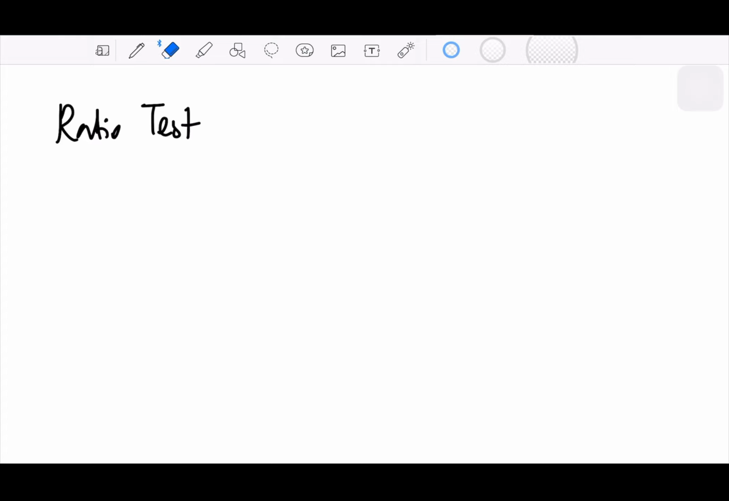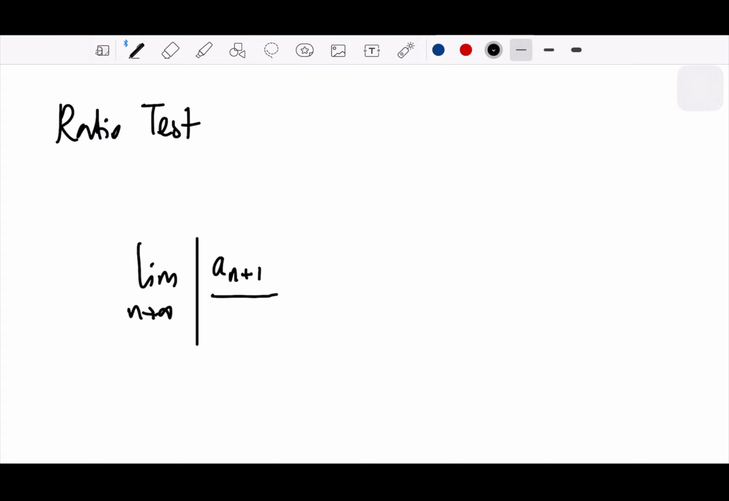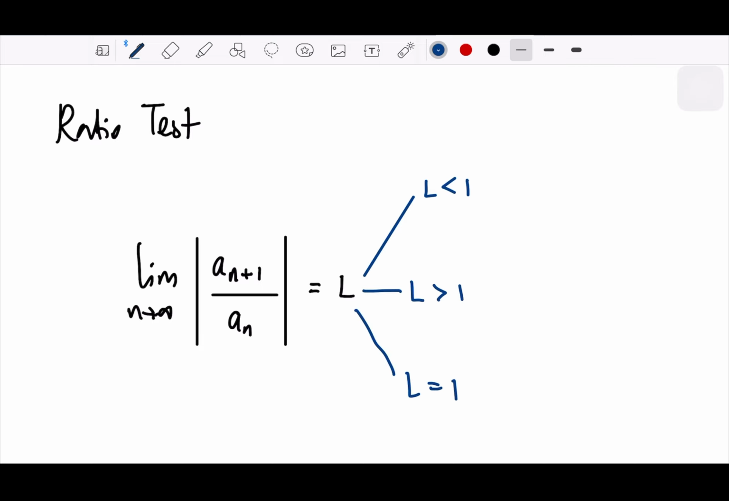Maybe I will write it in terms of taking the limit. So basically, the ratio test is we just take the ratio between a_{n+1} and a_n, and we need to find some number L. And this L can be less than 1, greater than 1, or L equal to 1.